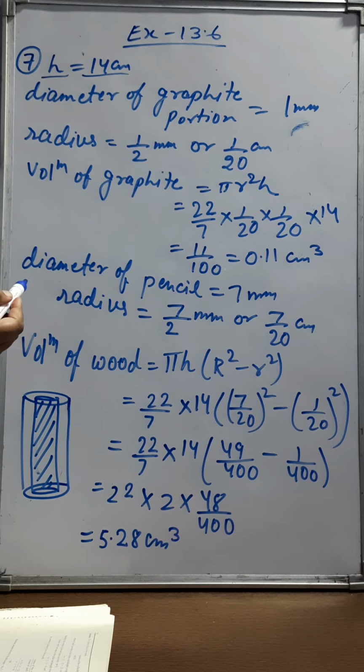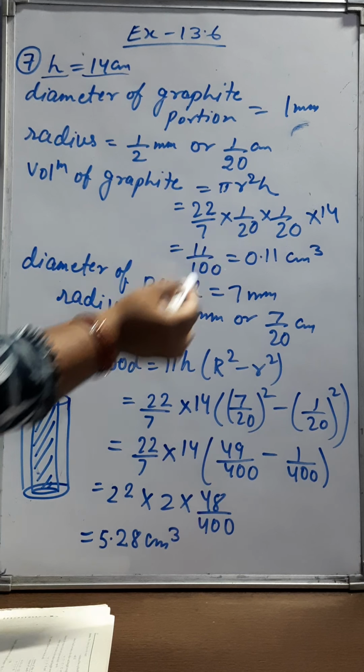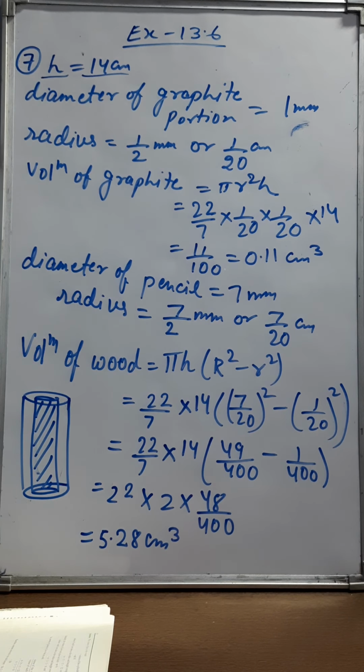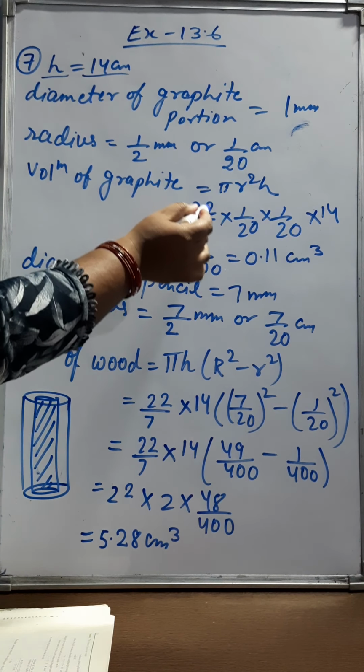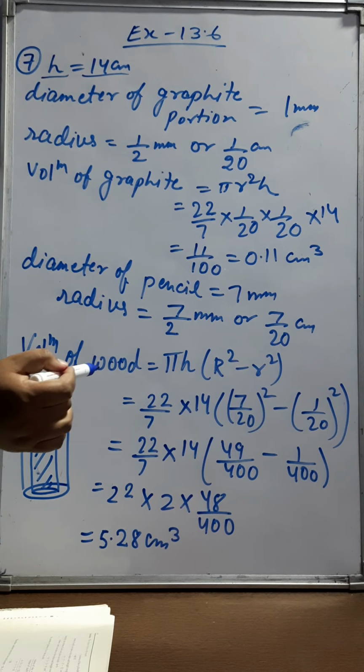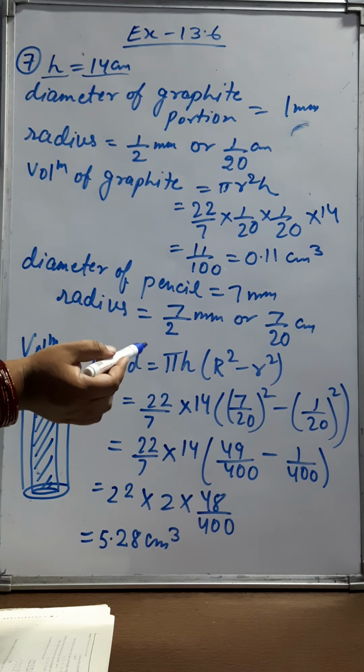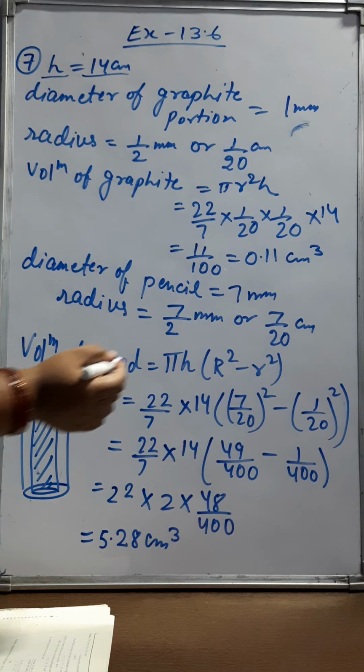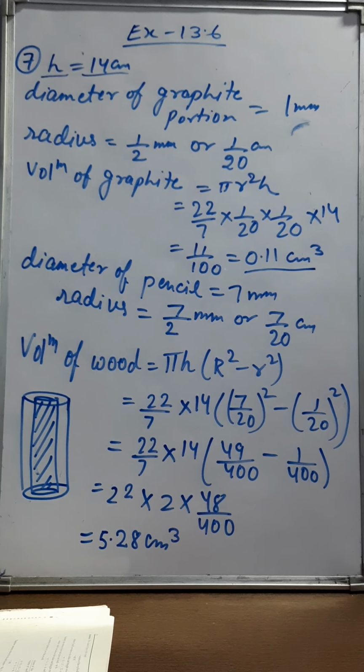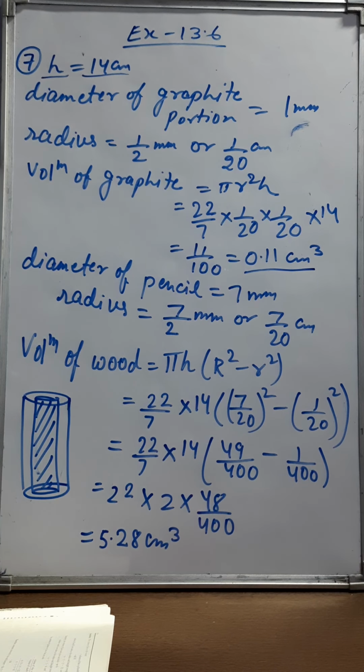Now volume of graphite, let us calculate. It's pi R square H because graphite portion is in the shape of cylinder. So we can put 22 by 7 into 1 by 20 into 1 by 20 into 14. When you solve this, you will get 11 by 100, which is giving you volume of graphite portion is 0.11 centimeter cube. Now, if you will check your pencil, the wood portion is in the form of hollow cylinder.